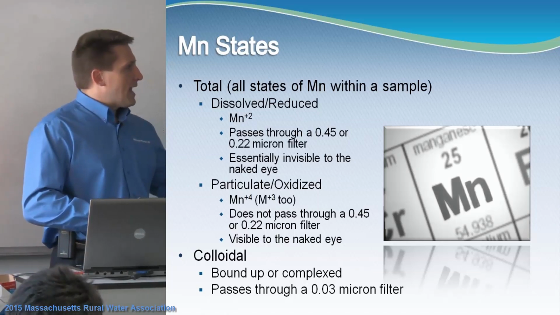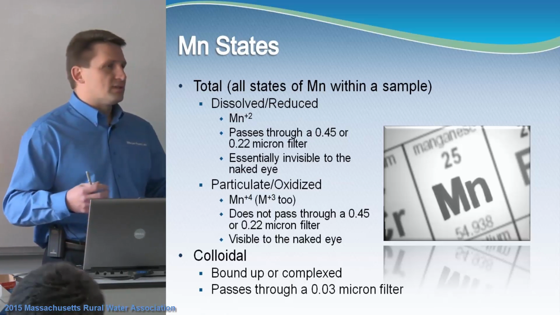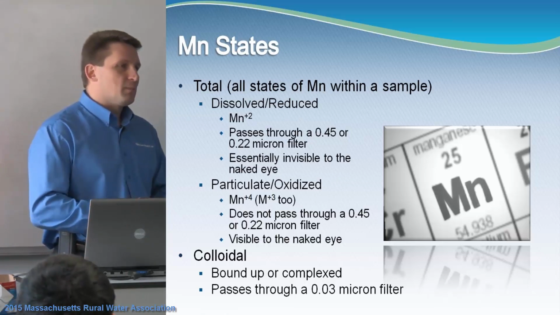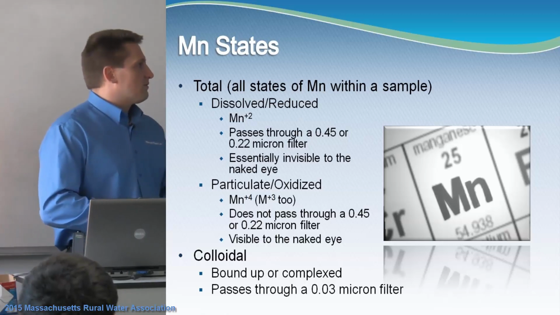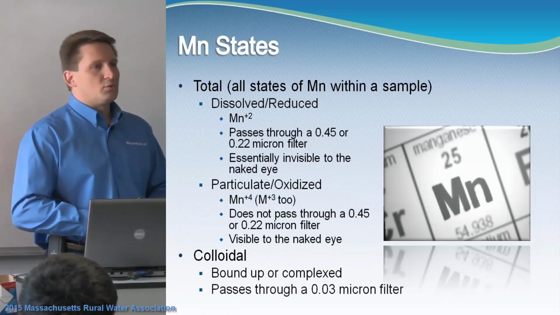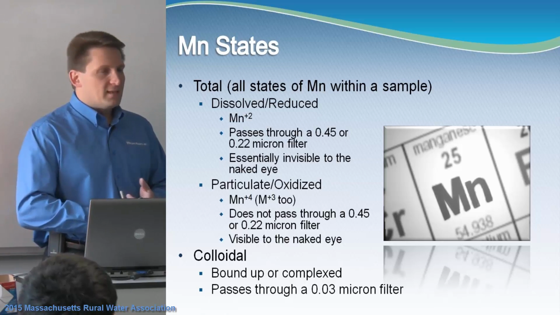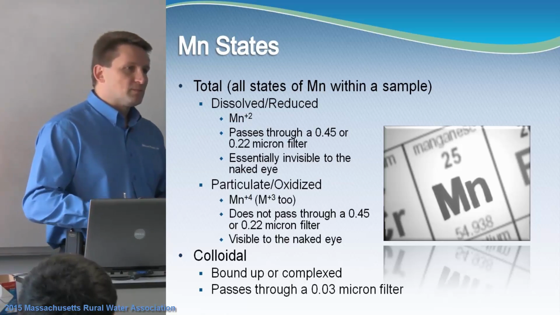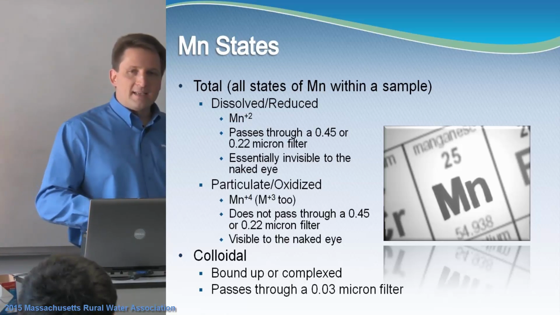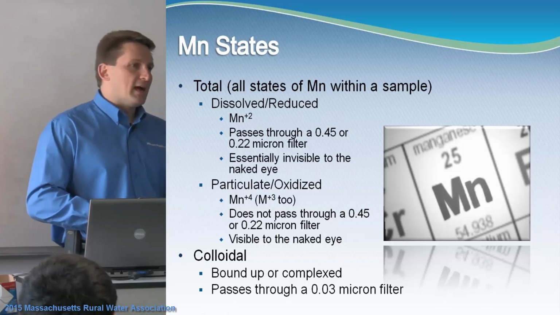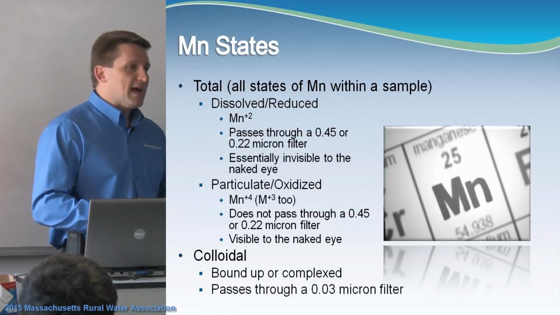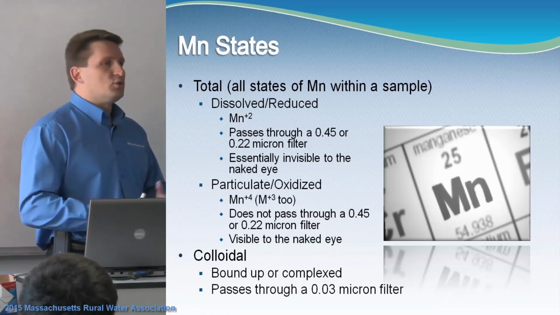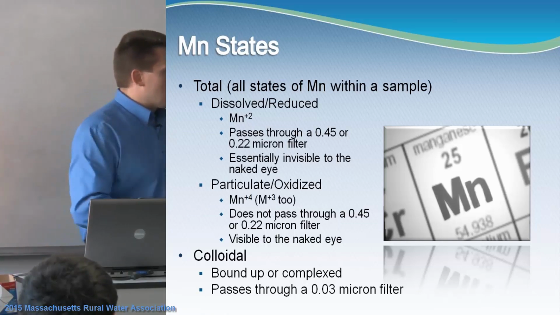Dissolved, or reduced, is the Mn in the +2 state. Sometimes you have to filter a sample in order to get it to the lab to understand certain parameters. There are filters of 0.45 to 0.22 microns, and the dissolved manganese will actually pass through that filter. That's important to note. It's essentially invisible to the naked eye. Granted, we're talking on the atomic scale, so you can't really see that. When the manganese is in the +2 state, you can't really see it until it gets oxidized.